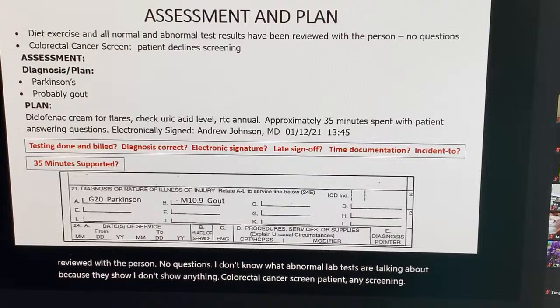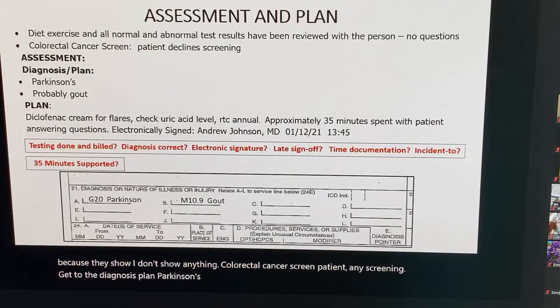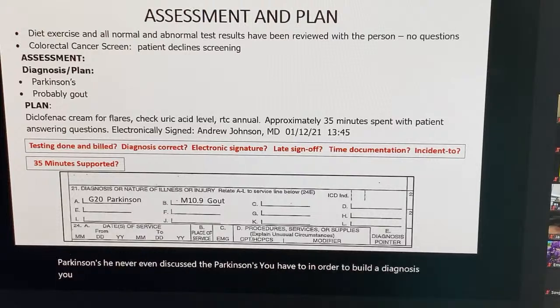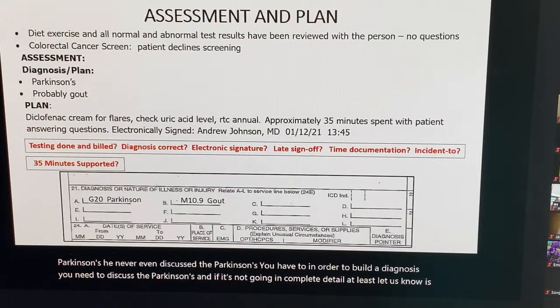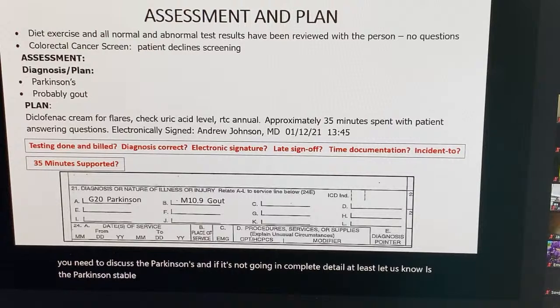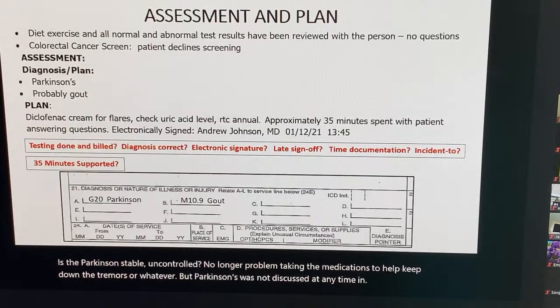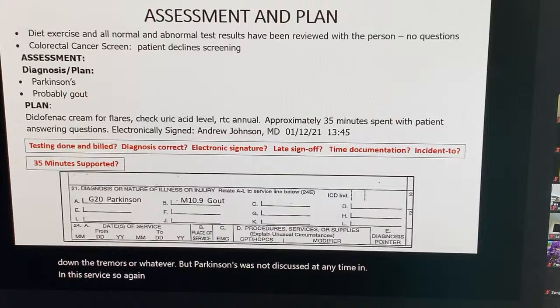Get to the diagnosis plan, Parkinson's, and then probably gout. Parkinson's, he never even discussed the Parkinson's. In order to build a diagnosis, you need to discuss the Parkinson's. And if it's not going into complete detail, at least let us know, is the Parkinson's stable, uncontrolled, no longer a problem, taking the medications to help keep down the tremors or whatever. But Parkinson's was not discussed at any point in this service. So again, if you're going to use a diagnosis, it must be discussed in the history of the present illness.